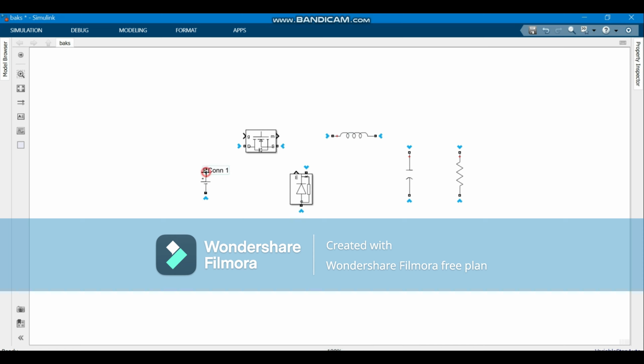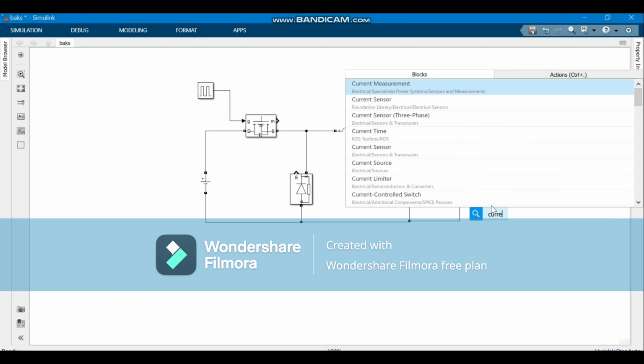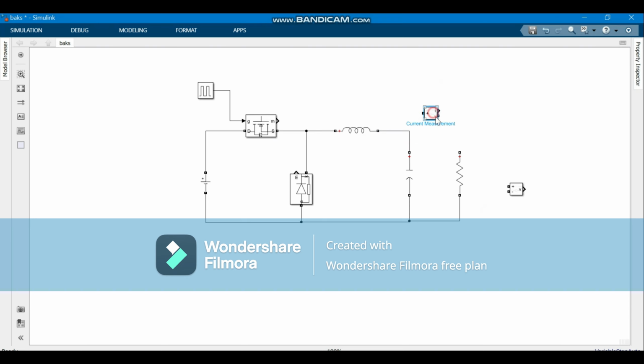Connect all the components properly. Now import a pulse generator to control switching. Then add the voltage measurement and current measurement blocks and a scope to view the output.